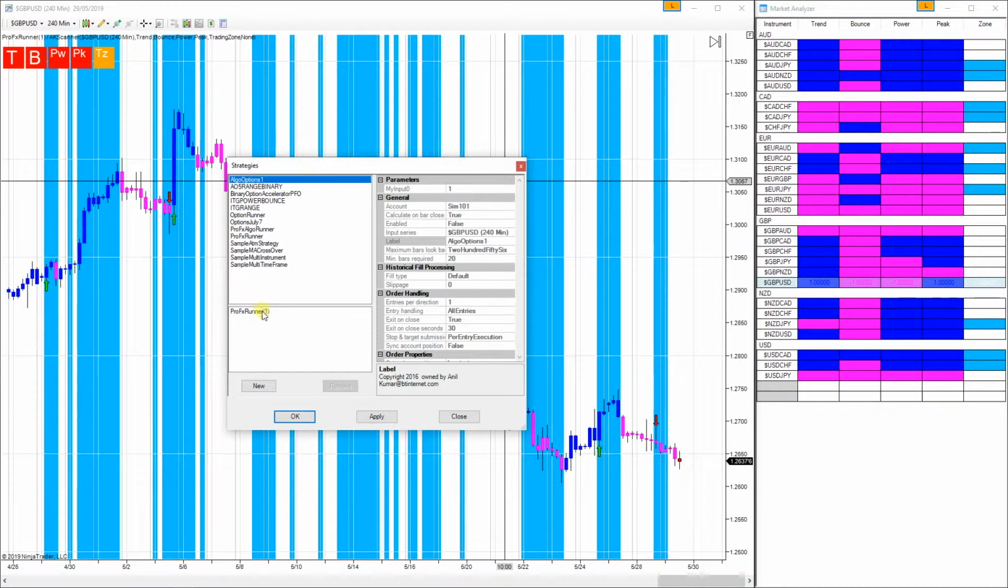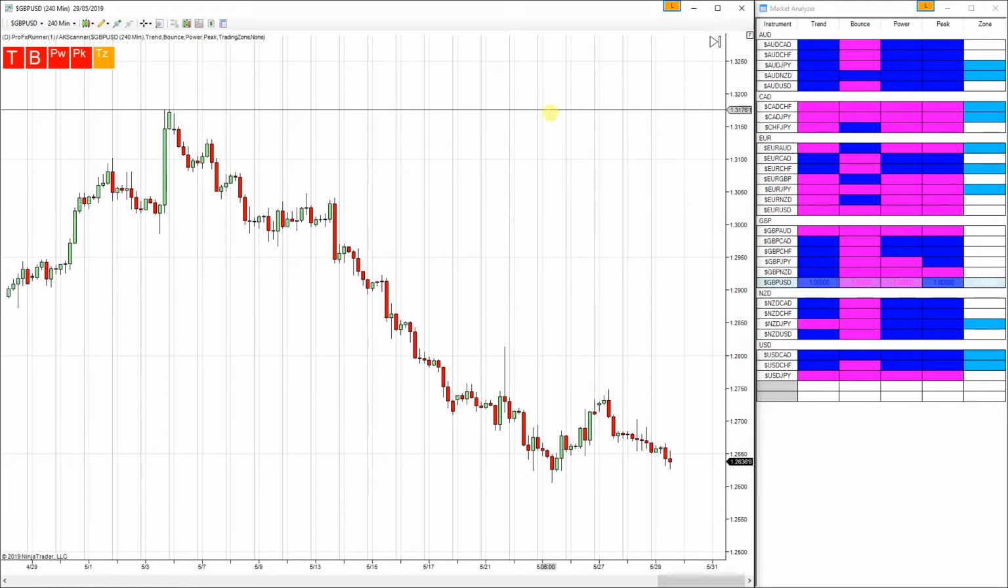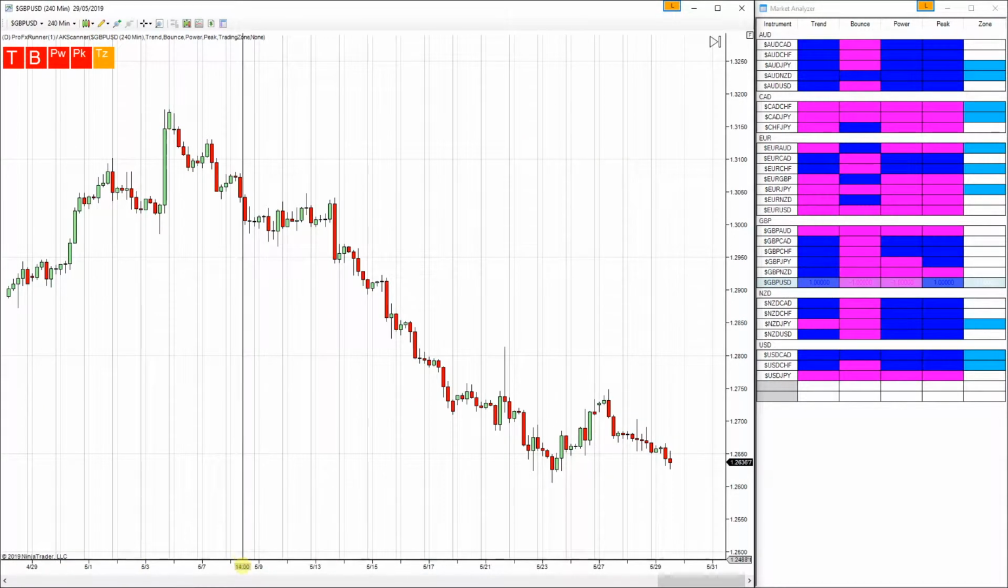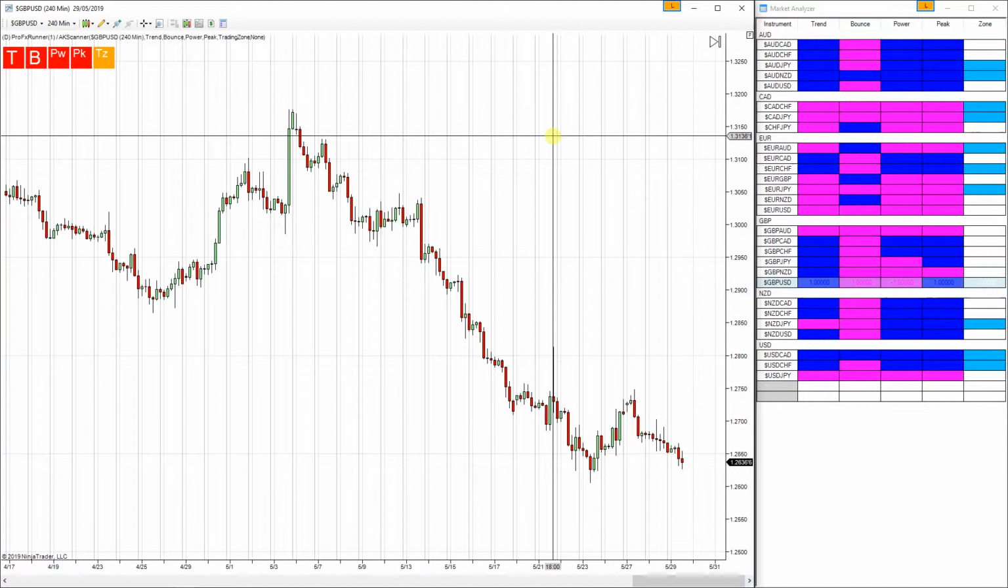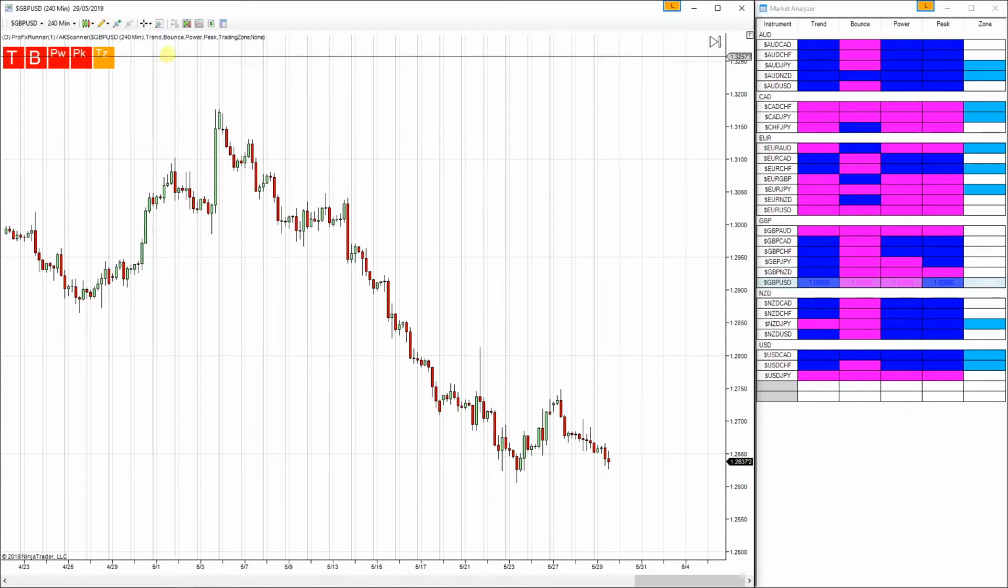Let me just remove the strategy for a second, and then we can look at the charts and start from the very beginning in terms of what is going on right now, what has been going on, and what might happen as a result of certainly technical factors.